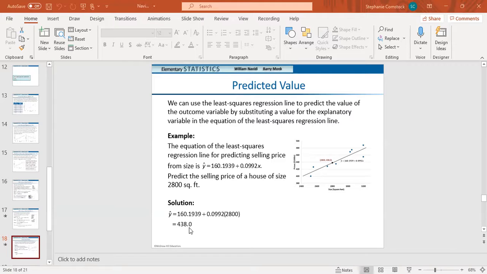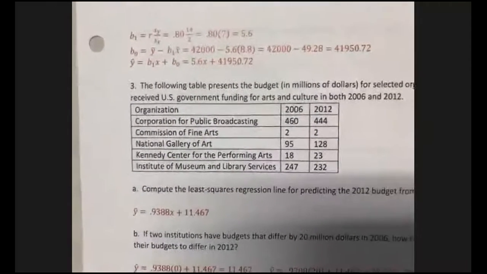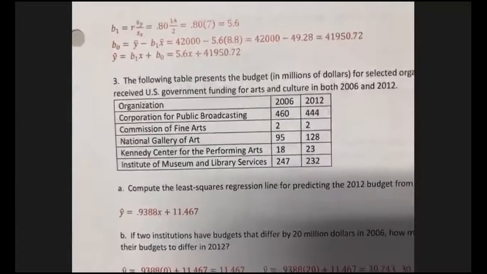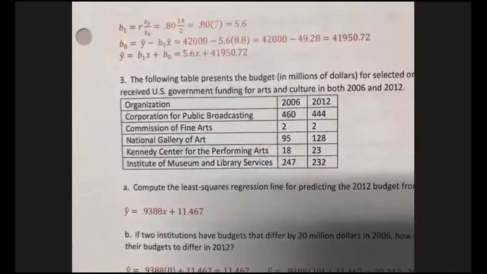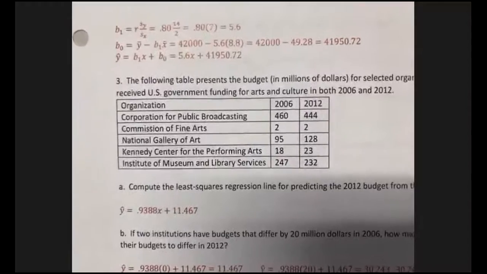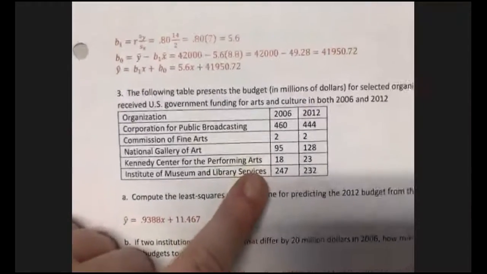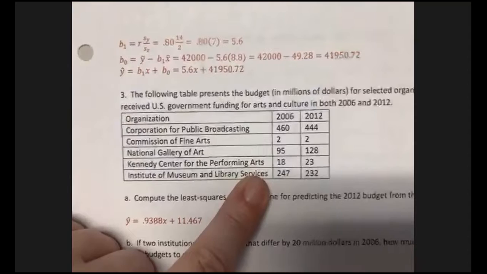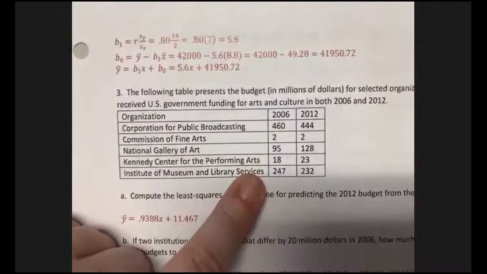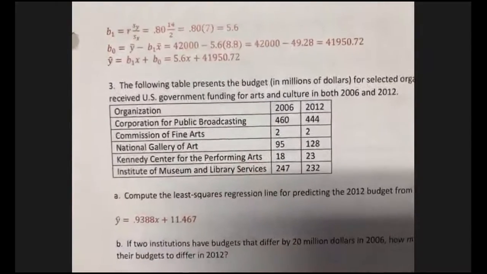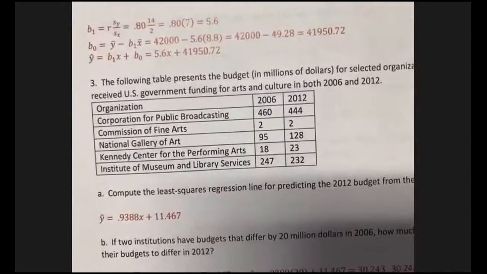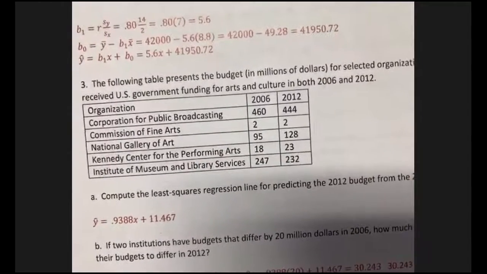Now, we're going to look at a couple different examples here. So let me go here, and we're going to be looking at this one. This is the budget in millions of dollars for selected organizations that received U.S. government funding for arts and cultures in 2006 and 2012. I just want us to look at the table. We have the Corporation for Public Broadcasting, the Commission of Fine Arts, the National Gallery of Art, the Kennedy Center for Performing Arts, and the Institute of Museum and Library Services. And so this is our data.